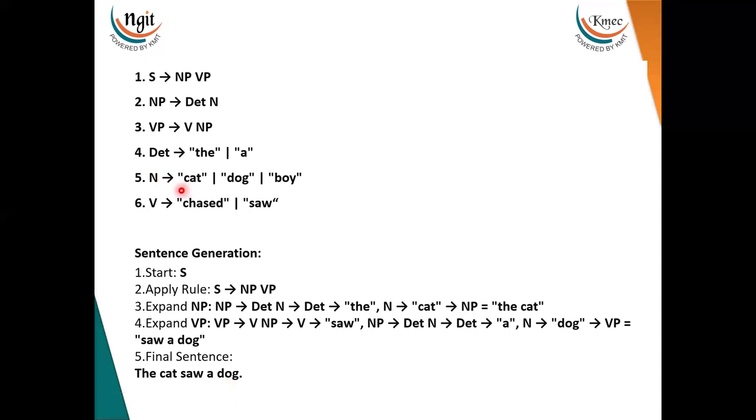Now, if you observe here, in the given grammar, we have nouns which are cat, dog, and boy, and verbs which are chased and saw. We are following the grammar where sentence implies noun phrase and verb phrase, and we expanded noun phrase and verb phrase. Final sentence is the cat saw a dog.